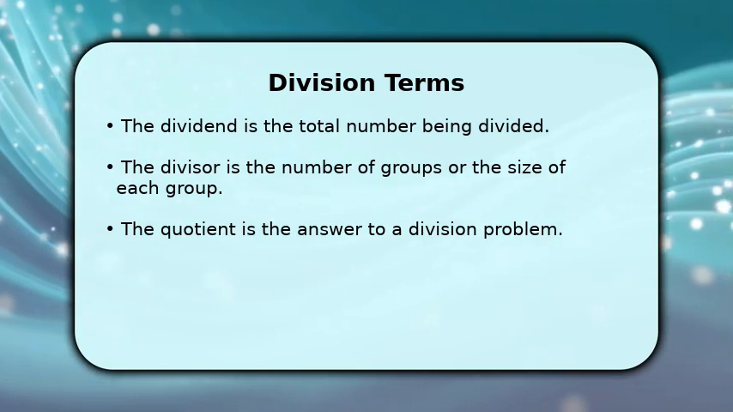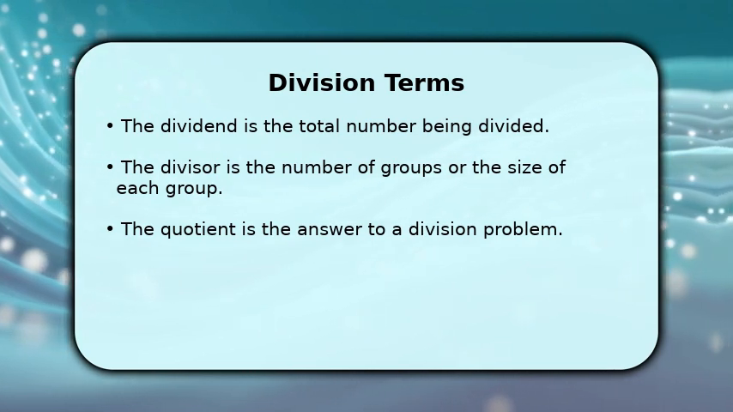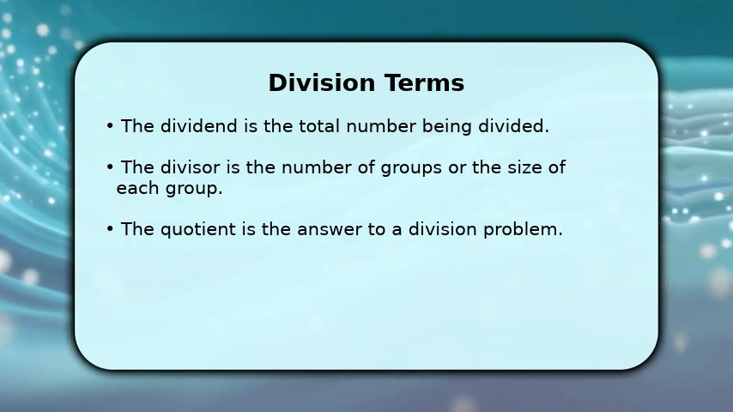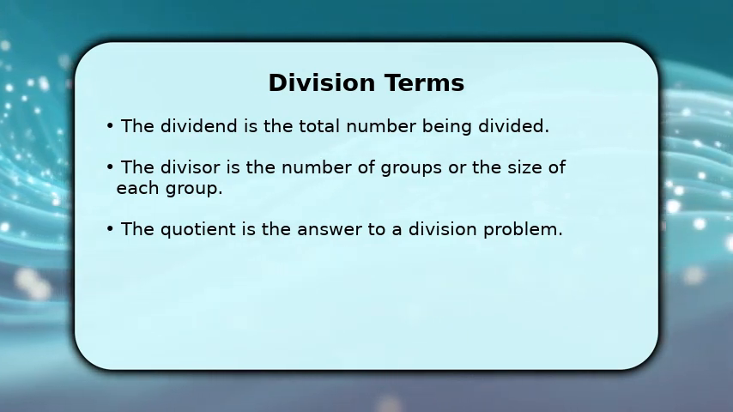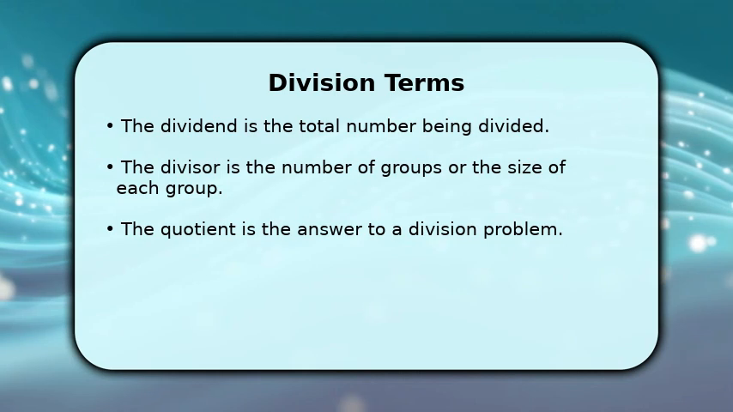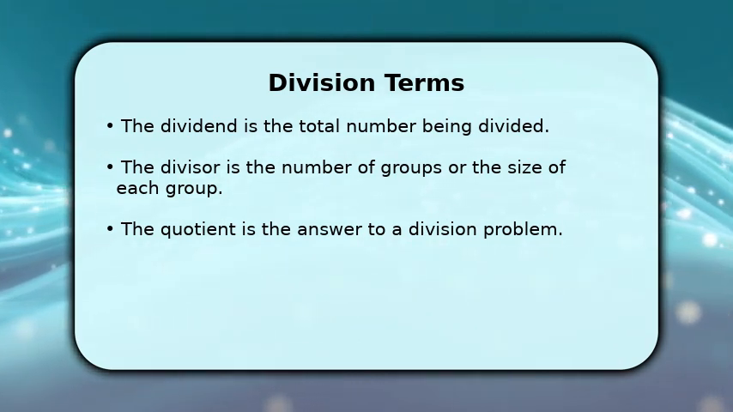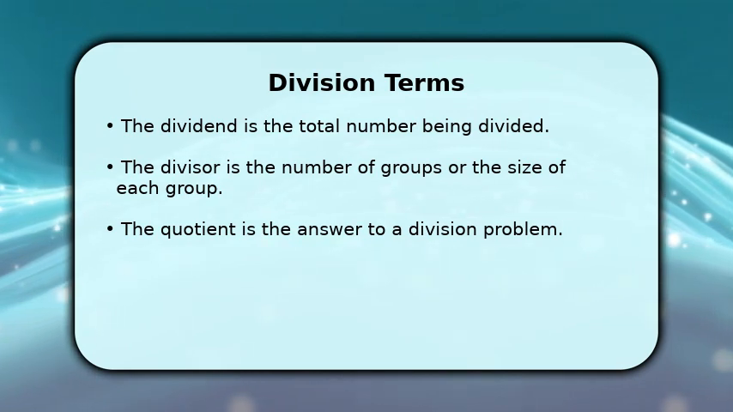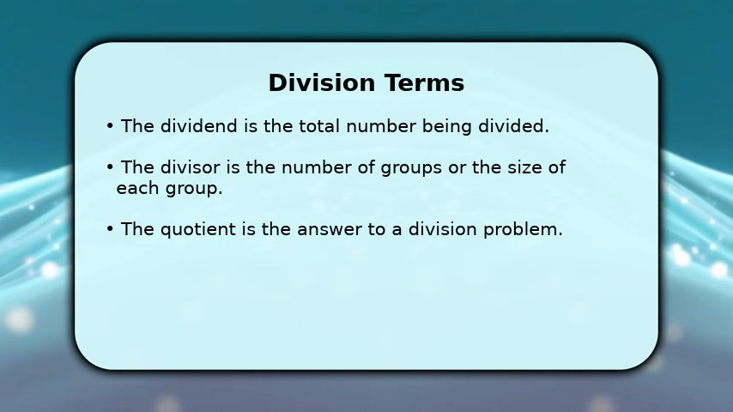Understanding the terms makes division much clearer. The dividend is the big number you are dividing, the total amount you have. The divisor is the number you are dividing by, telling you how many groups or how many in each group. The quotient is your answer, the result of the division. Sometimes you might have a remainder, which is the amount left over that cannot be divided equally.